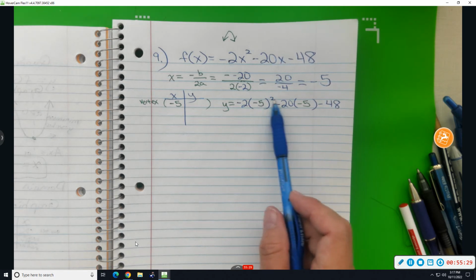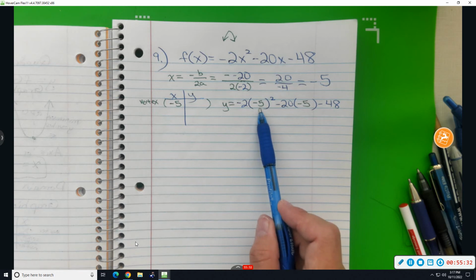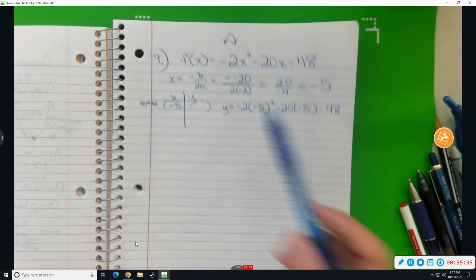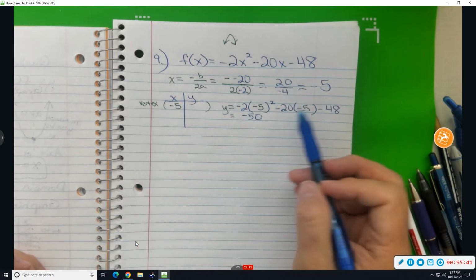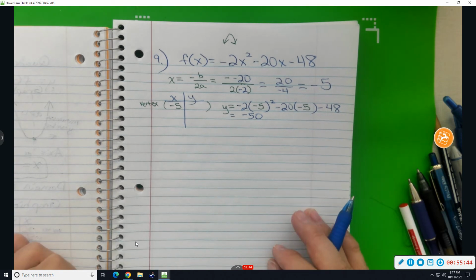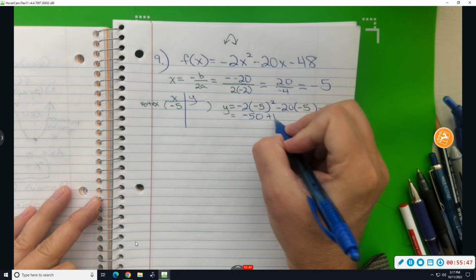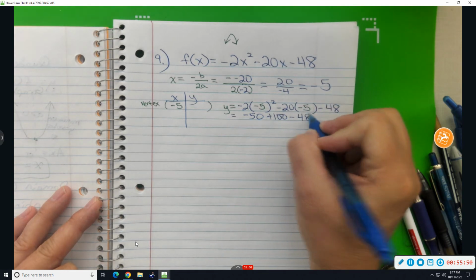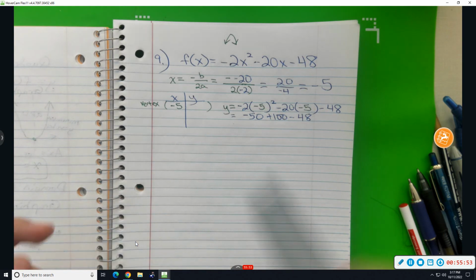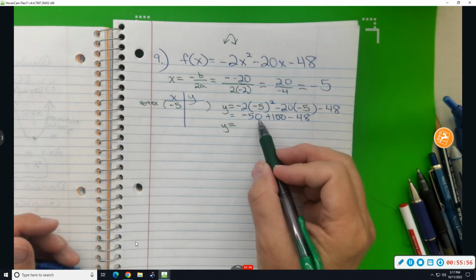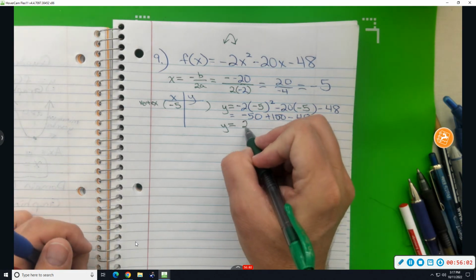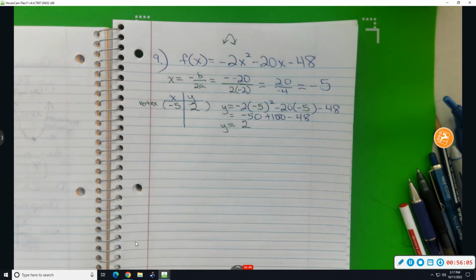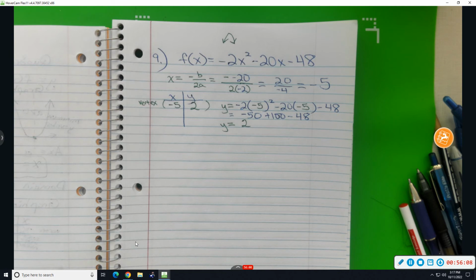You do the exponentiation first. Negative 5 times negative 5 is 25 times negative 2, so we have a negative 50. Negative 20 times negative 5 gives me positive 100, minus 48. Oh, this is going to give me a real nice y value of 2. Negative 50 plus 100 is 50. Minus 48 gives me a 2. So my vertex occurs at the ordered pair negative 5, 2.